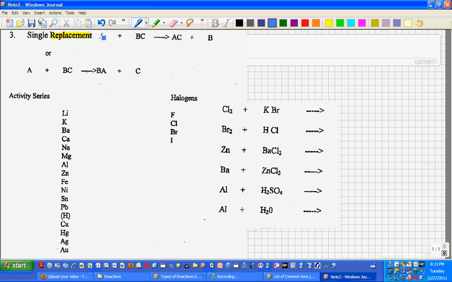What we've got is an element and a compound. So if I can write this a little clearer, we've got an element and a compound reacting. And what we get is a second compound and an element as our products.